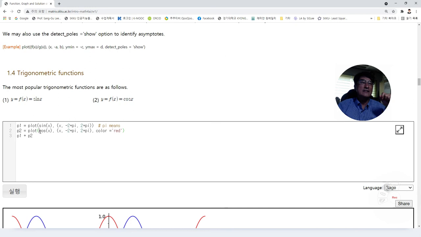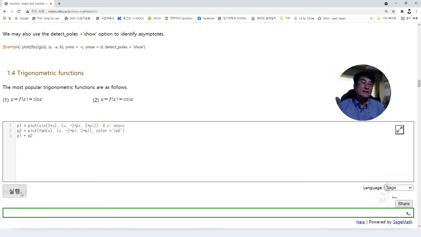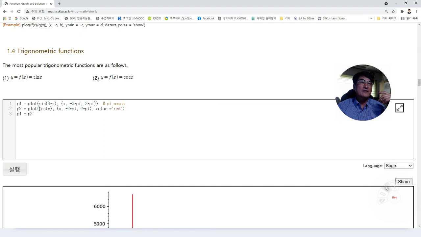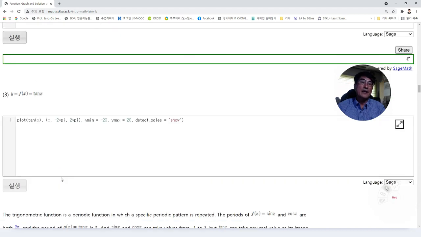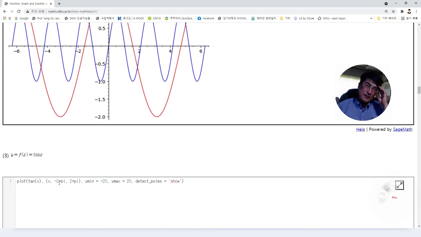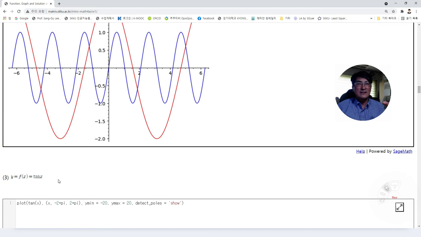If you change it to the tangent, and if you change the frequency, if you change the graph of the trigonometric function, then you will have different functions, different graphs. If we have two times the cosine function, then you will have a function like this. So anyway, you can draw interesting graphs of trigonometric functions.